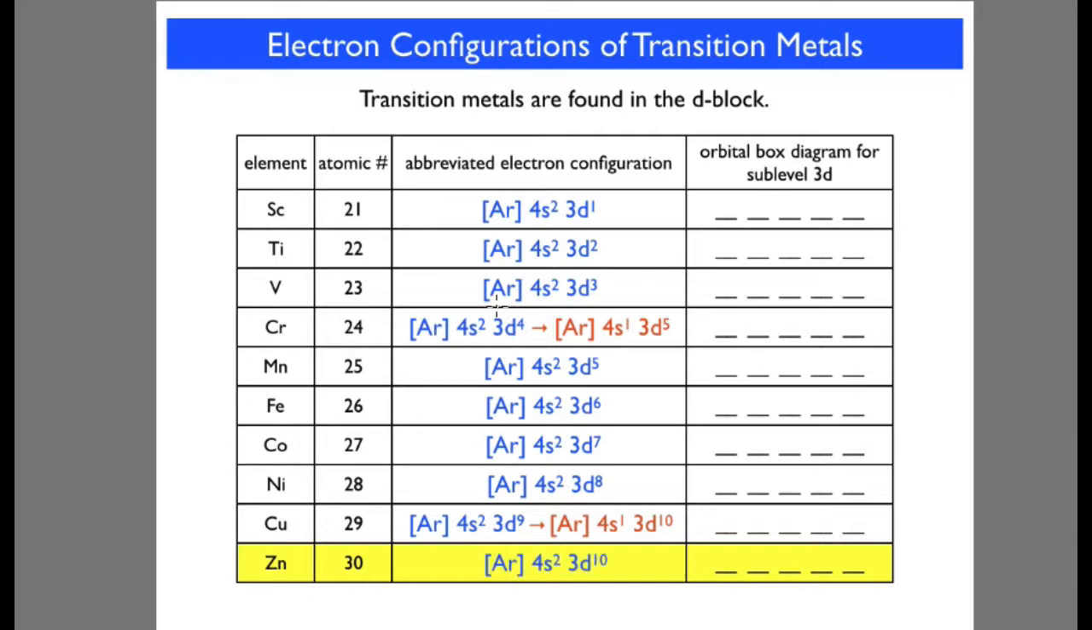And zinc is full. So let's have a look if we draw the orbital box diagram. You can see both chromium and manganese are half full. Then iron is the first one with a pair of electrons. And then both copper and zinc have complete d orbitals.